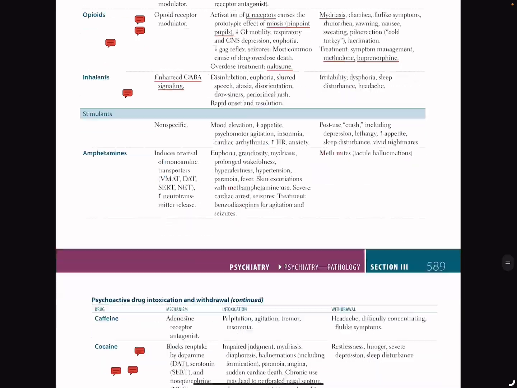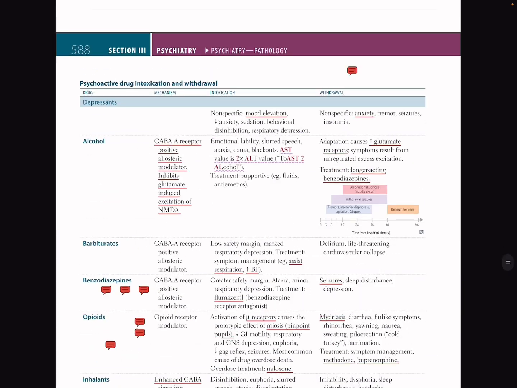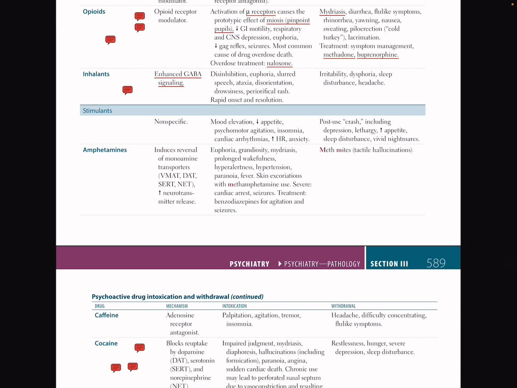Then we go to the stimulants. First, non-specific: mood elevation. So when you cause intoxication by stimulants, we cause mood elevation, decreased appetite, psychomotor agitation, insomnia, cardiac arrhythmia, increased heart rate, and anxiety. Withdrawal will be the post-use crash, including depression, lethargy, increased appetite, sleep disturbance, vivid nightmares.